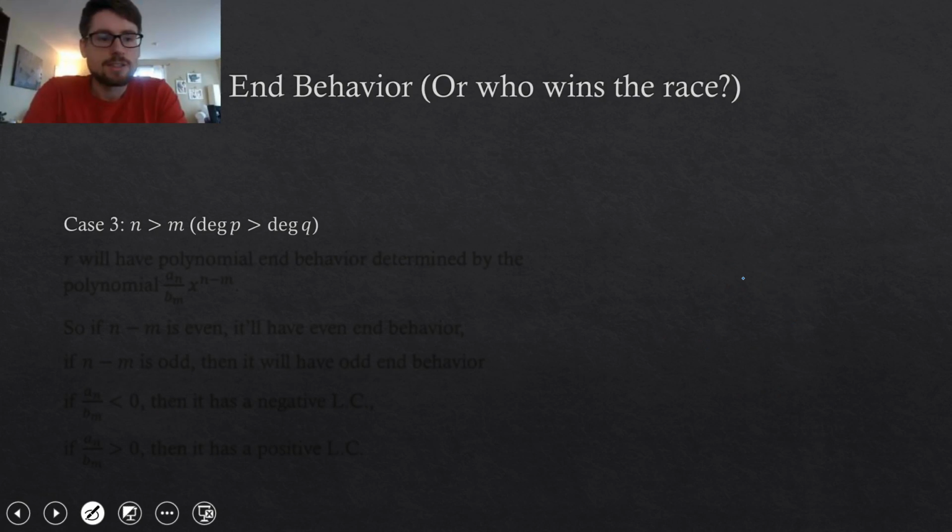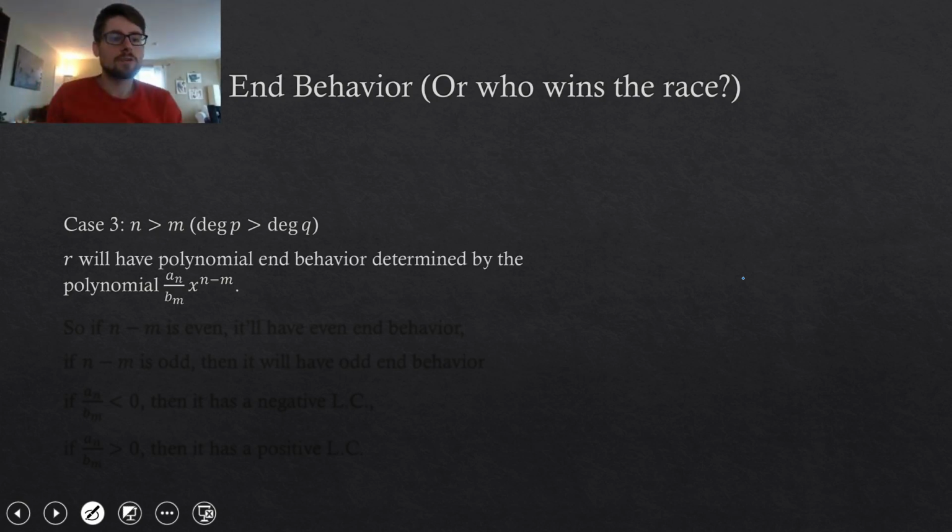And then the third case. We looked at the degree of the numerator being smaller than the denominator, and them having the same degree. The third case is where the numerator is bigger than the denominator. What's going to happen? It's going to have polynomial end behavior, just like we've looked at in the past, determined by the sign of the ratio of leading coefficients, a_n over b_m. What's that sign? And then x to the n minus m, is that an even or odd degree polynomial?